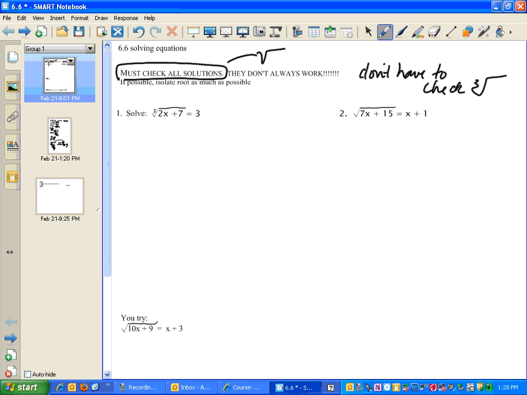In other words, if you've got more than one square root going, put a square root on each side of the equal sign. Don't have them on the same side. If there's more than one square root in the problem, don't have them on the same side of the equal sign.